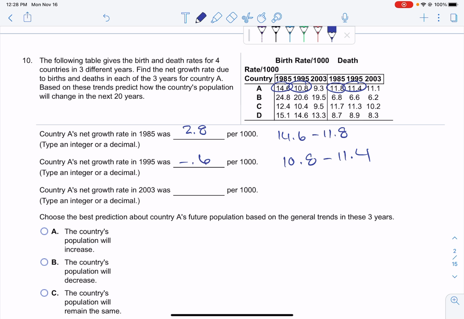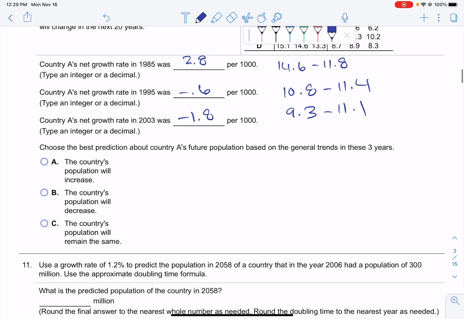So that means I'm going down. My population growth, I'm getting smaller in 1995. In 2003, I was at 9.3, and my deaths were at 11.1. So I'm going to do 9.3 minus 11.1, which is going to give me a negative 1.8 per thousand. So choose the best prediction about country A's future based on the trends in these 3 years. Well, it looks like as time goes on, my population is actually decreasing because now my population growth is in the negatives.